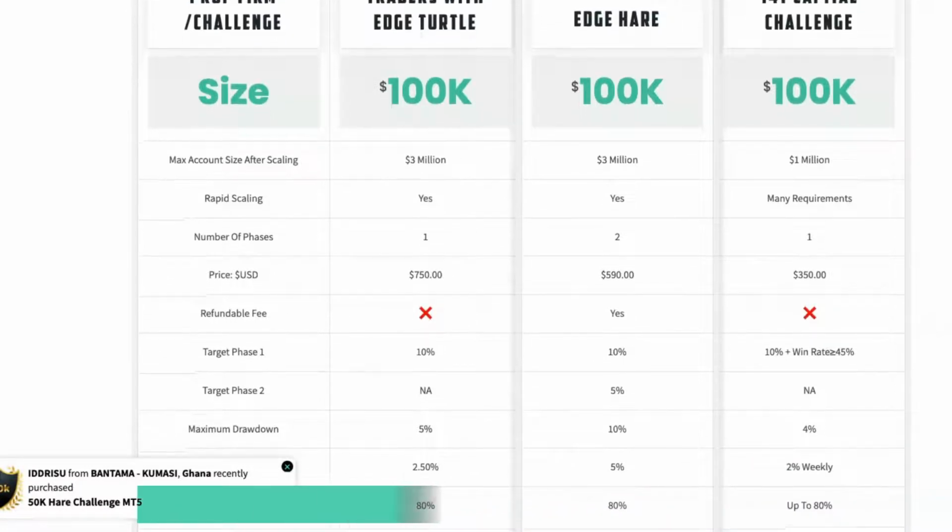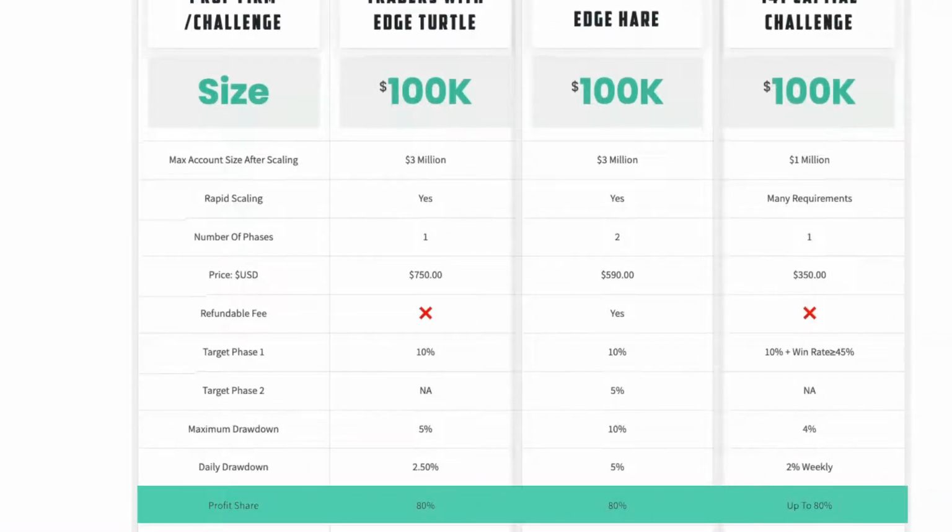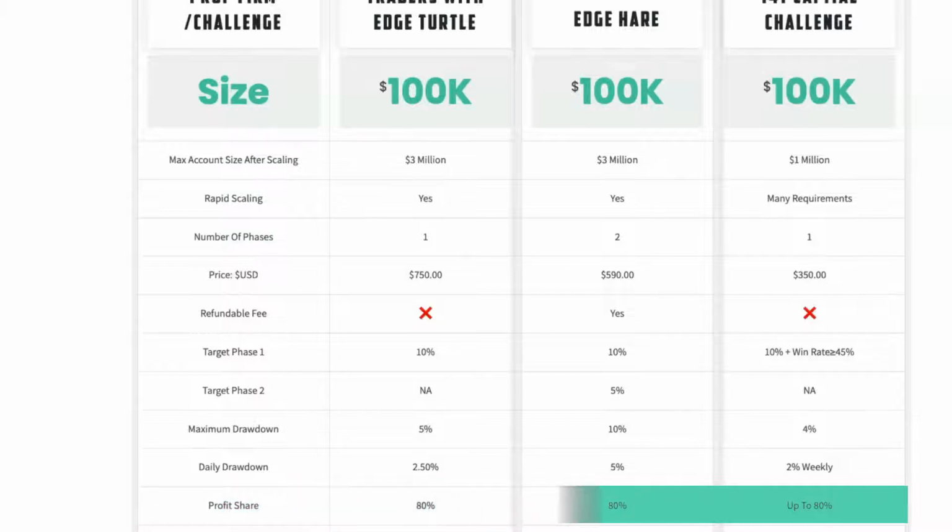If we scroll right down, the profit share is 80% at Traders with Edge from day one. So as soon as you've got your funded account, you keep 80% of any profits that you generate on your funded account. At T4T Capital, you receive up to 80%. So you actually start on 60%, and then as you trade and you're consistent and you receive some payouts, then they'll increase it up to 70% and then up to 80% after some time.